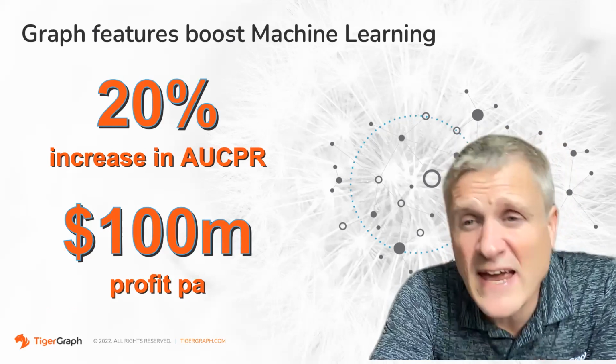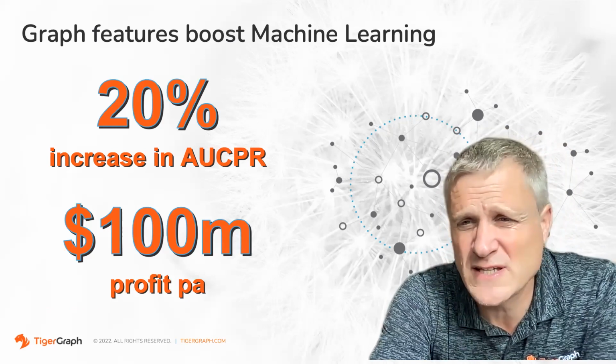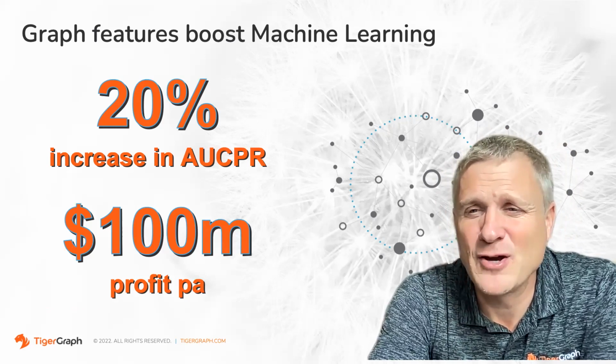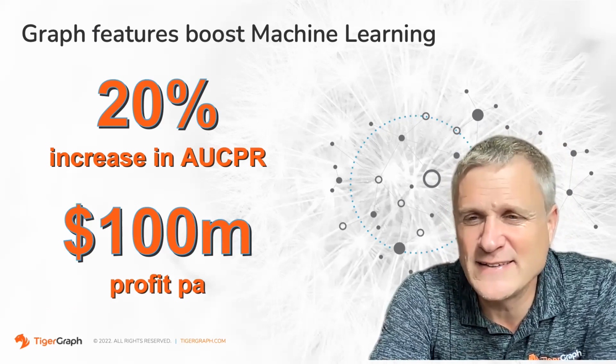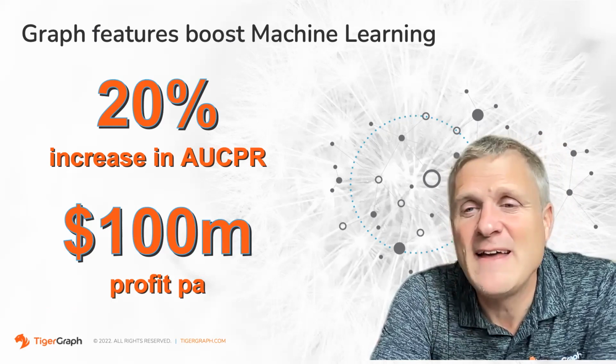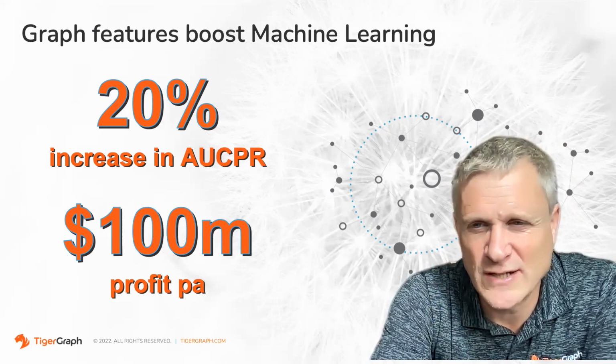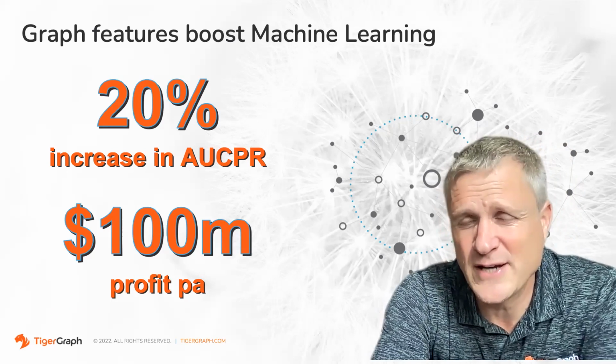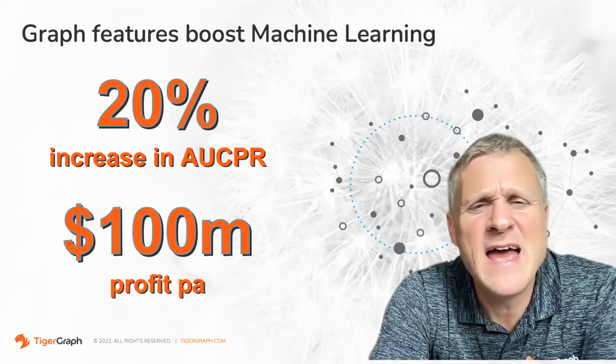Take, for example, fraud models. Fraud is a typically graphy problem. You tend to find that fraudsters are connected to each other. If you can understand those connections, if your machine learning can understand those connections, then you can predict who is likely to be a suspicious account.